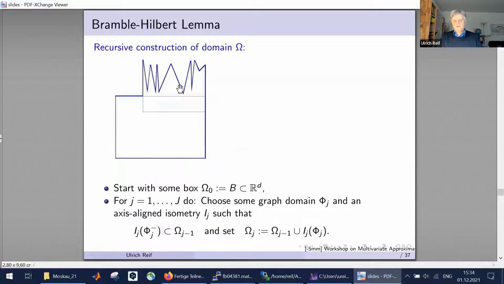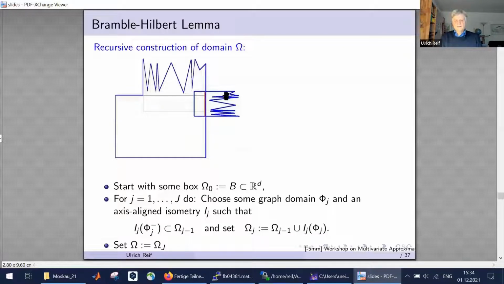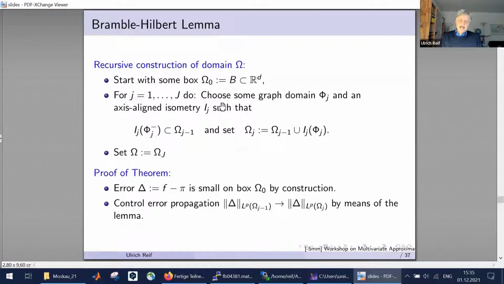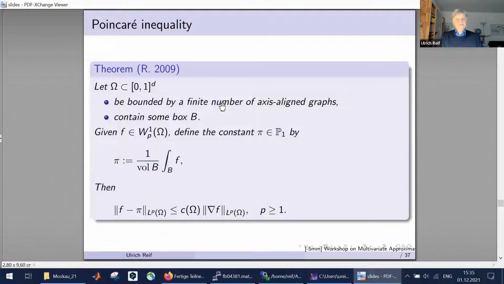You do it here, and then you do it perhaps for this piece, and so on and so on. And if you are finished after a finite number of steps, then you get the desired result. The proof is a little bit technical, but this is the spirit of the proof. Okay, as a special case of this estimate, we can consider Poincaré's inequality.